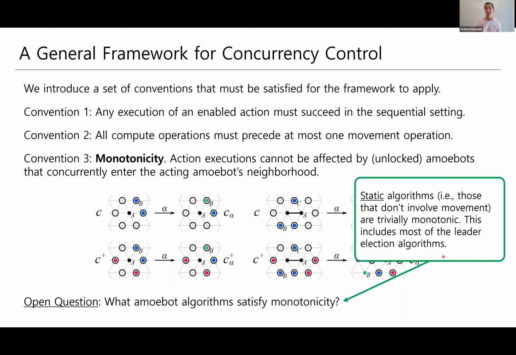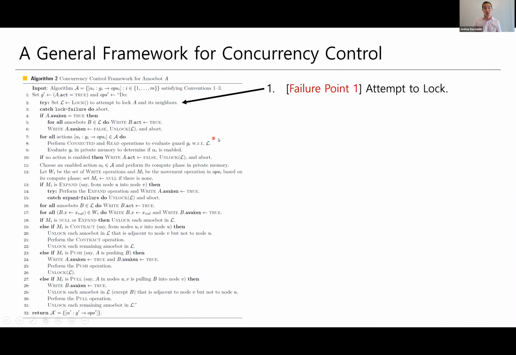Static algorithms, or stationary ones that don't involve any movement, are trivially monotonic because monotonic conditions are only worried about when Amoebots are entering the neighborhood. And this is a non-trivial class of algorithms. Most of the leader election algorithms, with the exception of Emick et al.'s iCalc 2019 paper and the more recent one by Shai Kutin et al. at PODC 2021, all the other ones are stationary. How does this work? We'll go through this quickly.